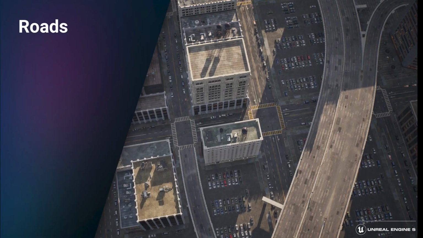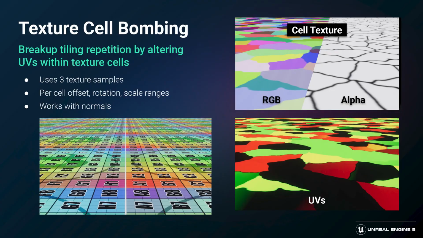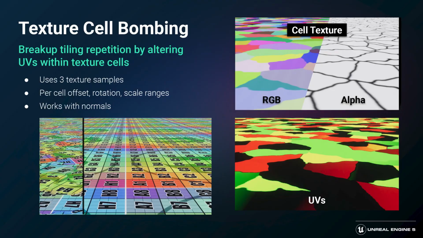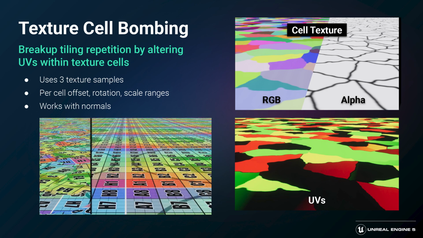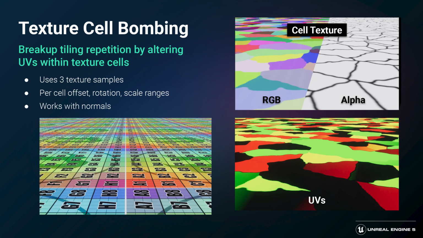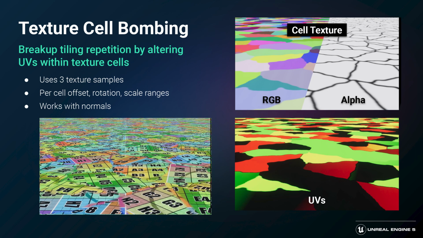Once the look of our building started to shape up, we turned our attention to the roads. We started our road development using a single tiling asphalt texture. You can see here that has some obvious problems where we can see the repetition. Our texture cell bombing material function helps us break up tiling repetition by altering the UVs within the texture cells. Its source is the cell texture you see at right, which is a colored Voronoi noise pattern, as well as the edge detail between those cells.